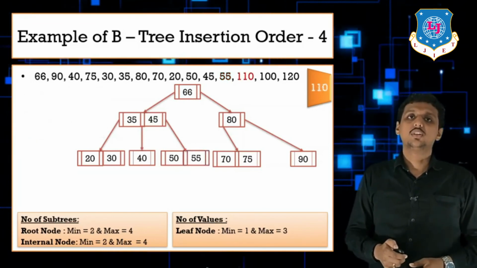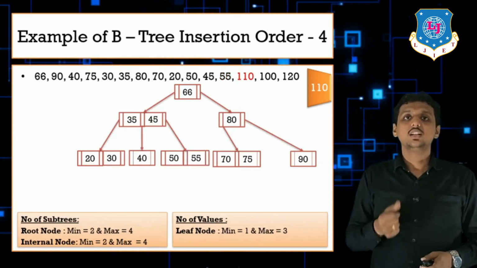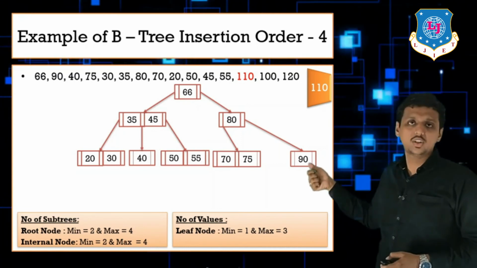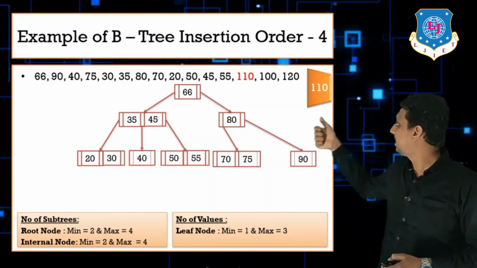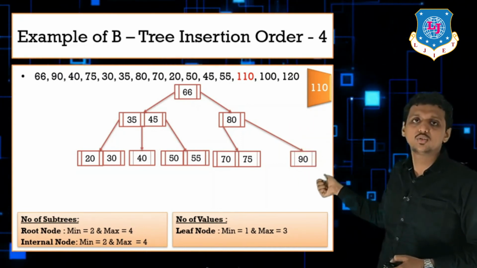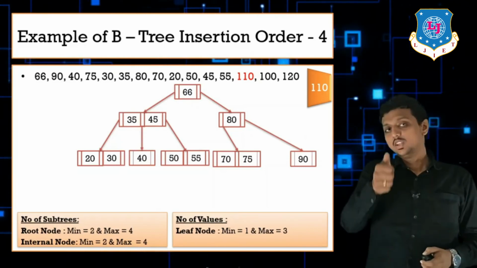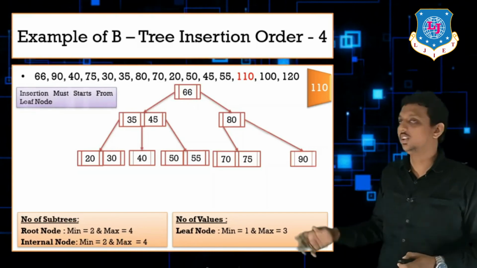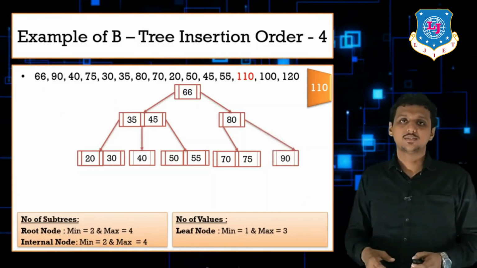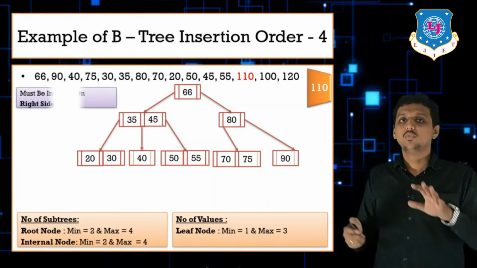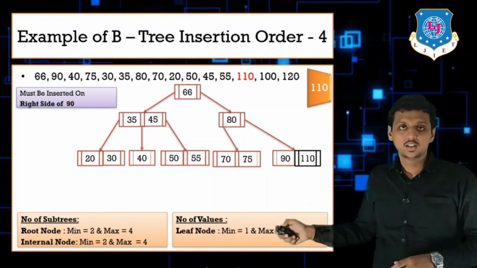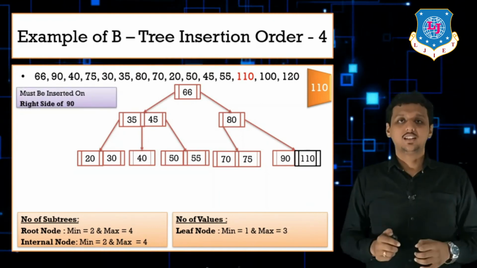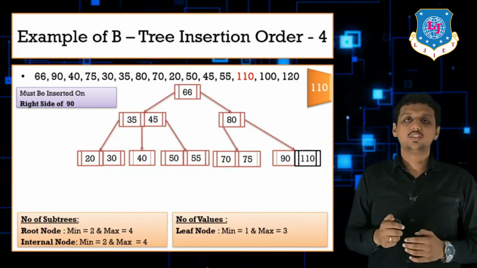Now students, we have 110. So 110 is greater than 66, greater than 80 and goes with 90. Now is there any space with 90? Yes. So we can easily insert 110 on the right side of the 90 like this. Okay. So now 110 is successfully inserted. Fine. Now let's move towards the next.